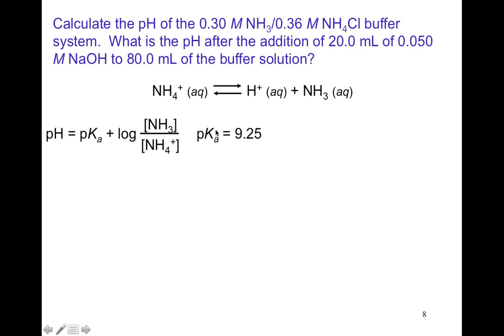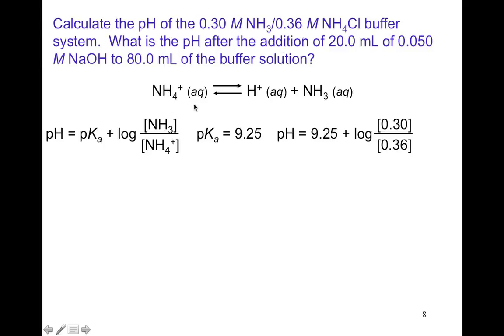We can find a Ka from the book for NH4, and we can take the negative log of that to get a pKa. Then we can solve for pH, 9.5 plus log. The 0.3 is our ammonia right here. This is a conjugate base. And then our 0.36 is the ammonium, which is our acid.